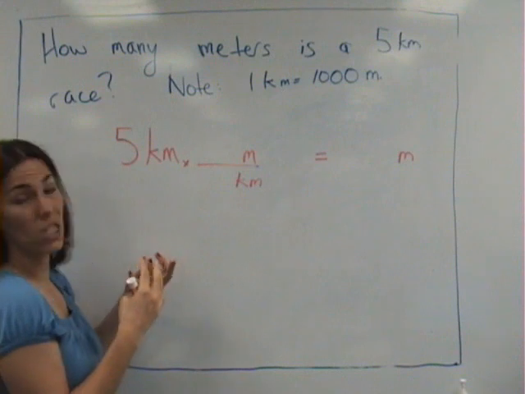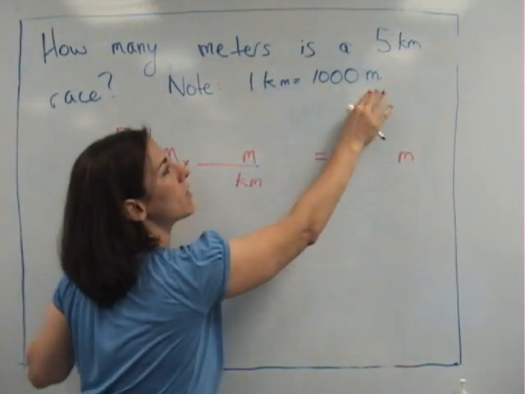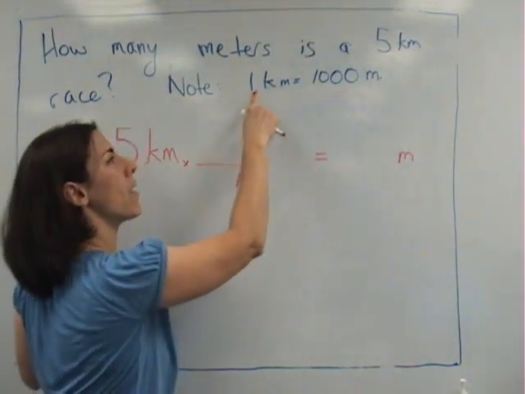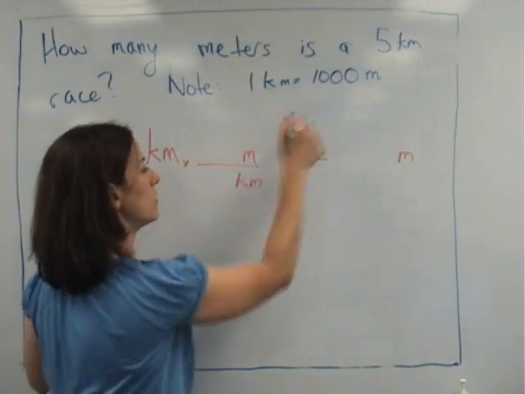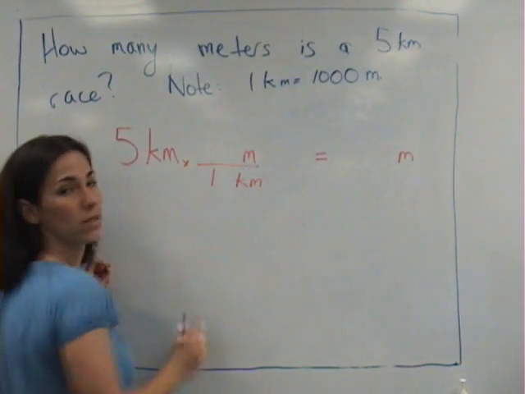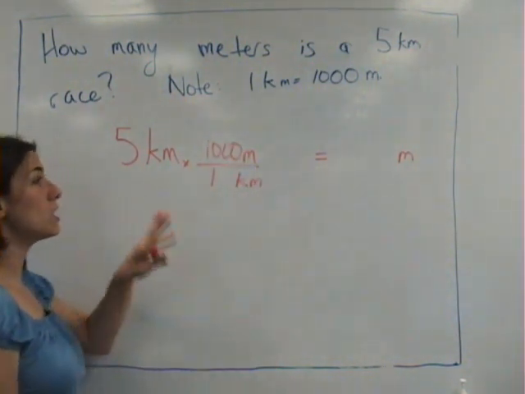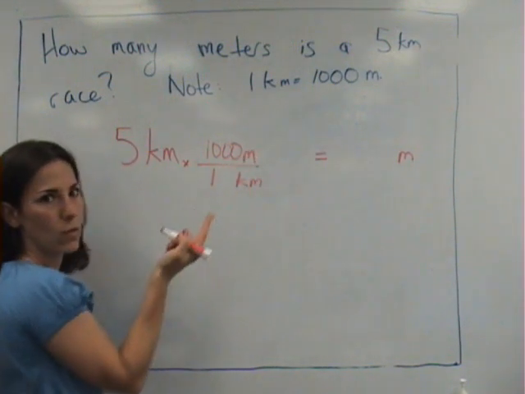And the equivalency is actually given in this problem. The equivalency is to say 1 kilometer equals 1,000 meters. So if you know how these two units are related, that's where you're going to get the numbers to put in here. 1 kilometer equals 1,000 meters. That means number 1 goes with kilometers, and the number 1,000 goes with meters. So this is perfectly set up. I've got 5 kilometers times 1,000 meters over 1 kilometer.